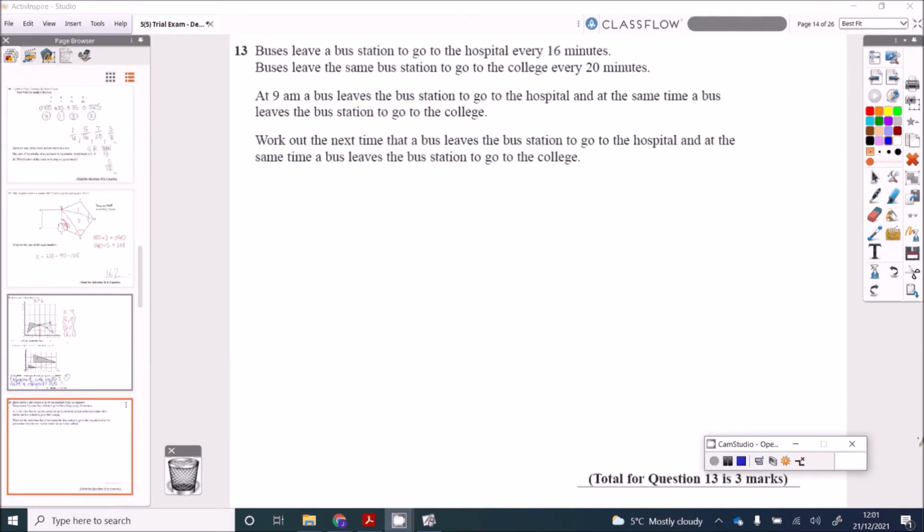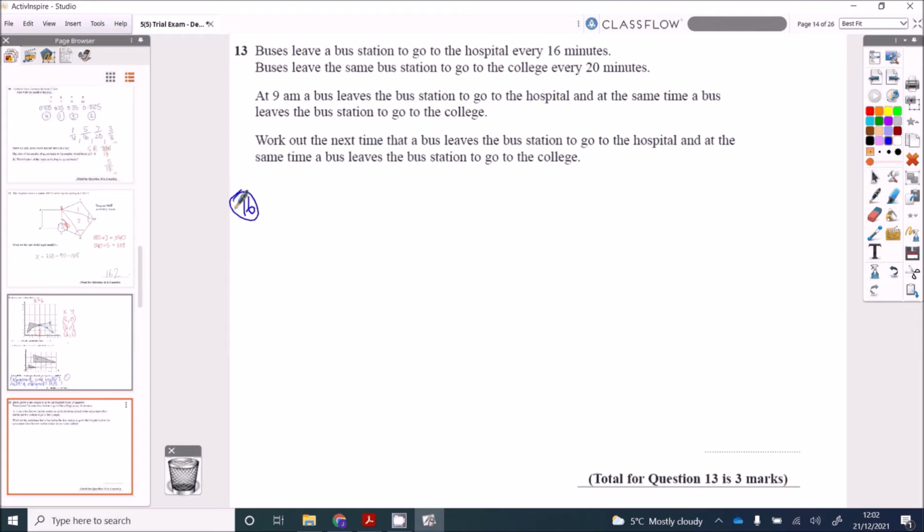So, question 13. A bus leaves a bus station to go to the hospital every 16 minutes. Buses leave the same bus station to go to college every 20 minutes. They leave together at 9. When's the next time they would leave at the same time? Whilst you can do this by way of a Venn diagram, I think it's better just to think of both buses. So let's take the bus that goes every 16 minutes.